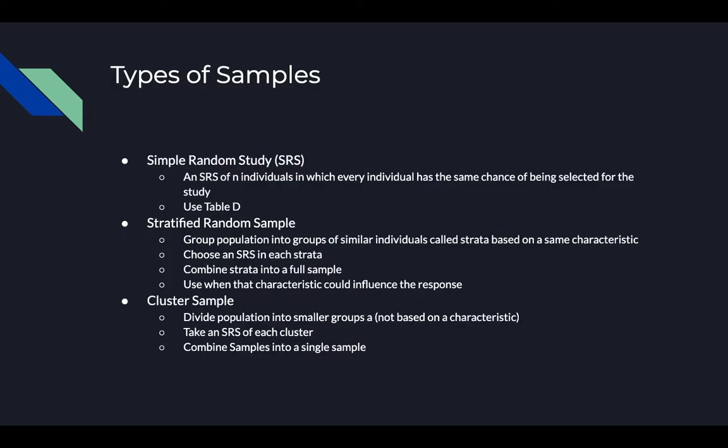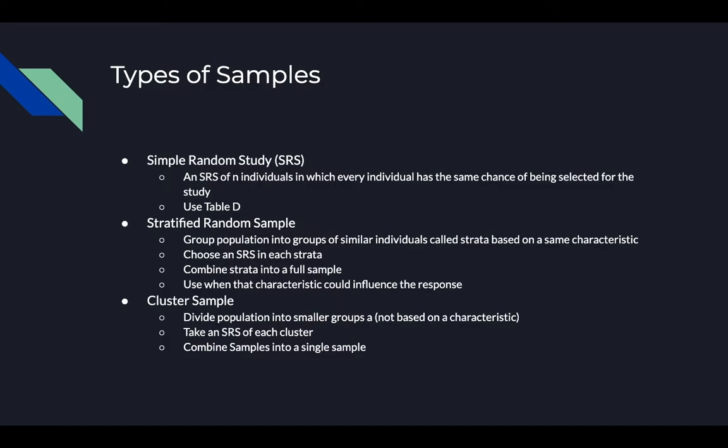There are three types of samples we usually use to make inferences about the population. The first and most common is a simple random sample, or an SRS. An SRS of n individuals is a case in which every individual has the same chance of being selected for the study. Say you have 50 people and you take a random 10 of them to be in the study. Often you'll use table D of random numbers in order to assign individuals to the simple random sample, and you choose those people to be in the study.